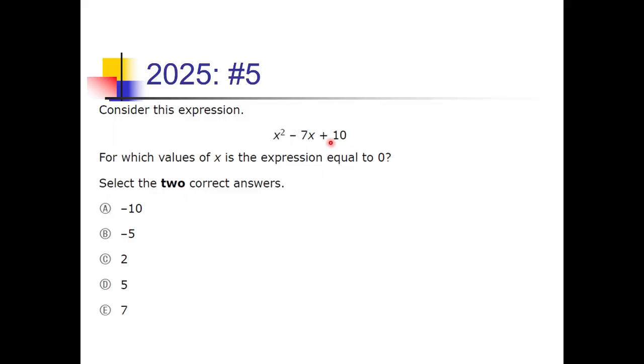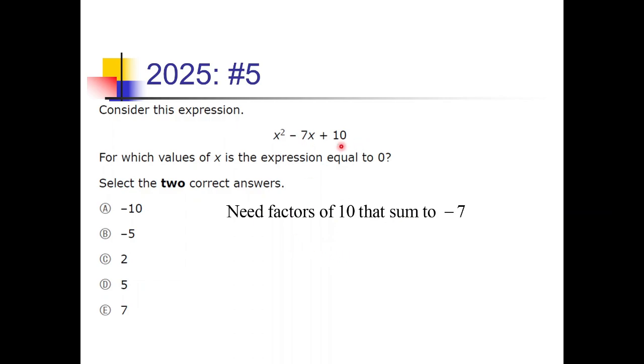So if I'm trying to factor this thing, since I have an a value of 1, this is just 1x squared, I can just ask myself, what are 2 numbers that multiply to 10 and add up to negative 7? So numbers that are factors of 10 that sum to negative 7. Well, there's not a lot of choices. We've got 1 and 10 and 2 and 5. 2 and 5 adds up to 7 if I make them both negative.